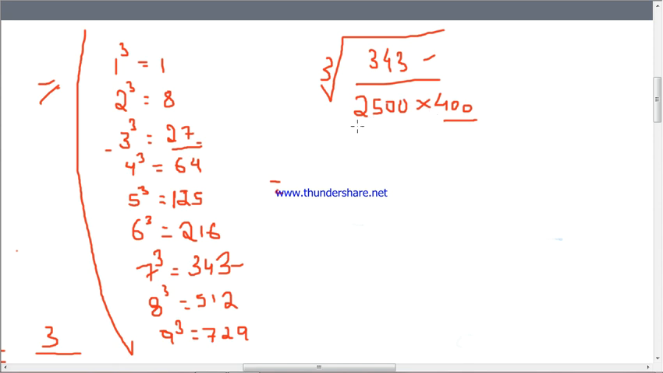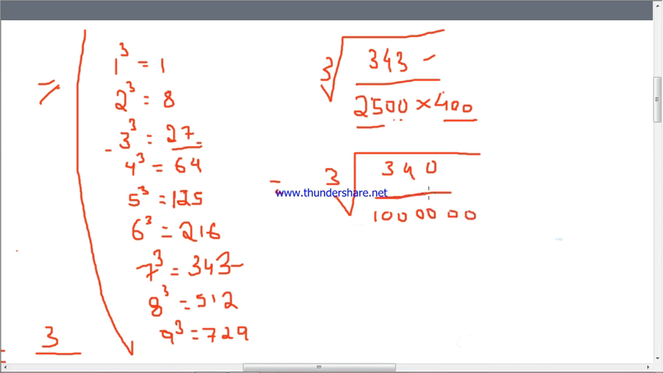Now this is a problem, but do not worry, simply you write like this, 343, and then you multiply 2500 into 400. You do 25 into 4, which is nothing but 100. Just multiply the numbers first, 25 and 4 give us 100, and then count the number of remaining zeros. 1 2 3 4, 1 2 3 4.